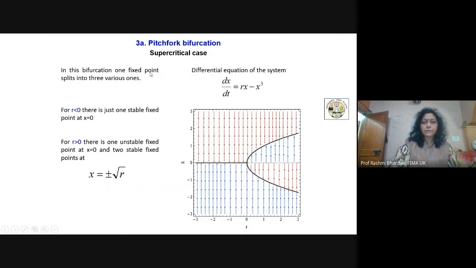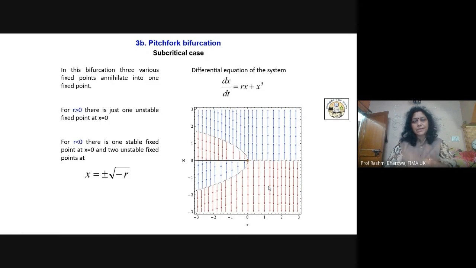In this bifurcation, one fixed point is split into three various ones. So like here, one point is x equal to 0, another is r minus x squared. So if r is negative, there is just one stable fixed point, which is x equal to 0. But if r is positive, then again you have one at x equal to 0 and two other stable points at plus minus under root of r. So this is a type of the pitchfork. I think in the physics practicals, everyone has used this pitchfork. So this is a pitchfork bifurcation.